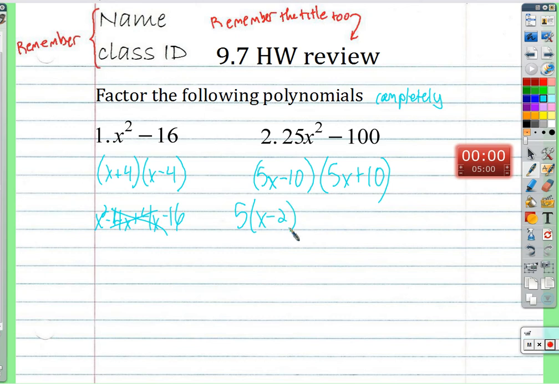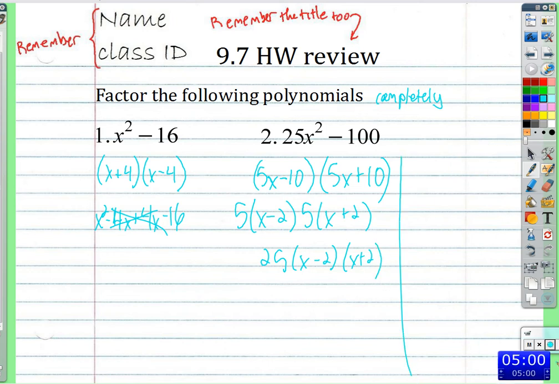Right? Double check that, distribute five x, negative two. And do these two share a factor? Yeah. We get a five times x plus two, and five times five is 25. If we put these two together in the same place, we get x minus two, x plus two.